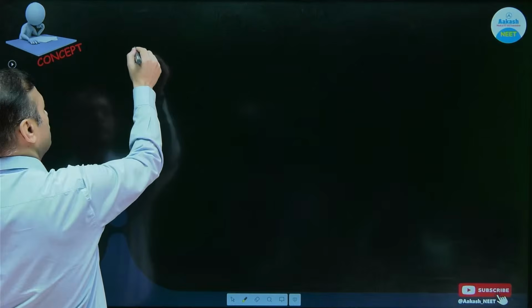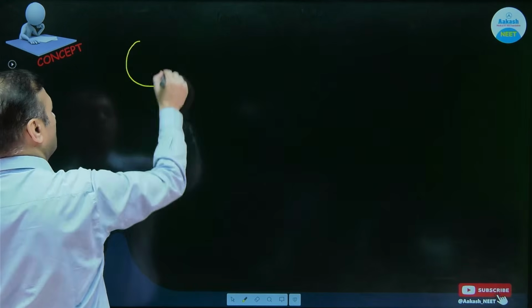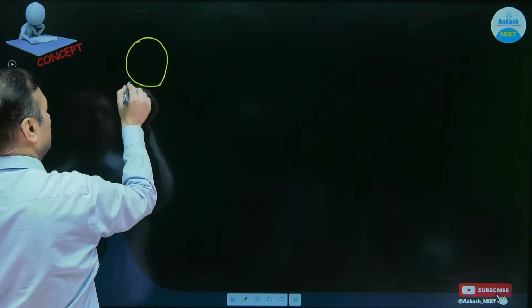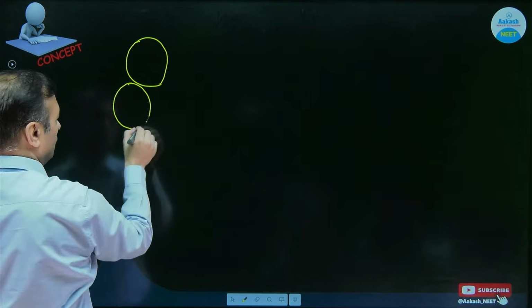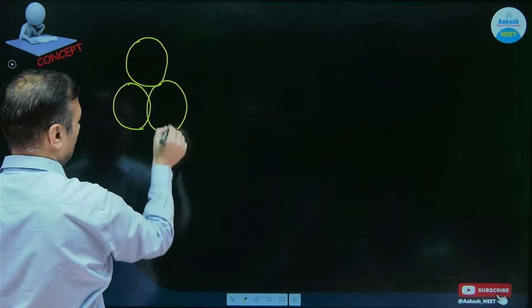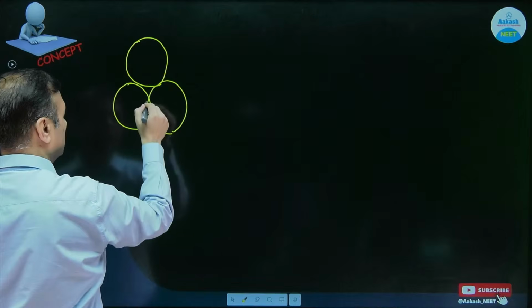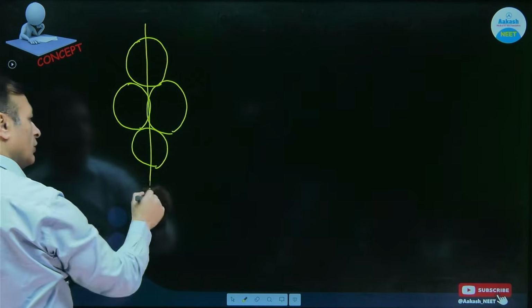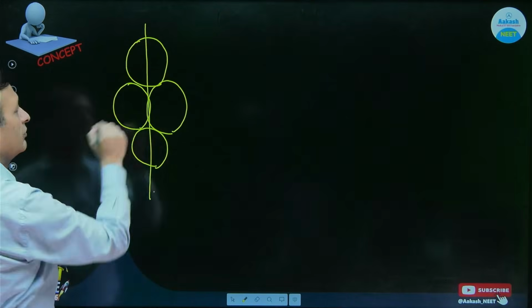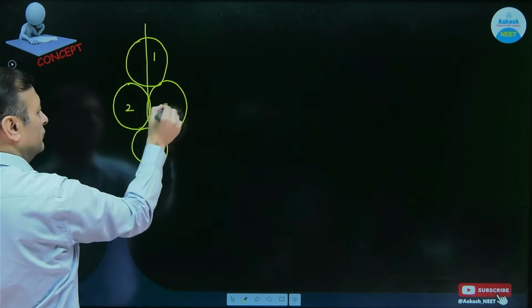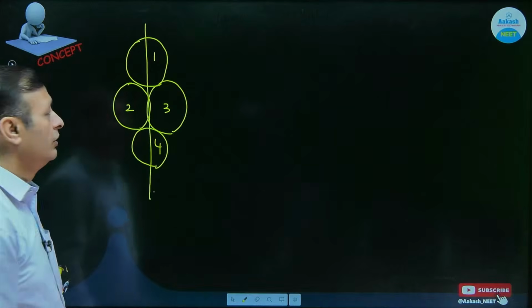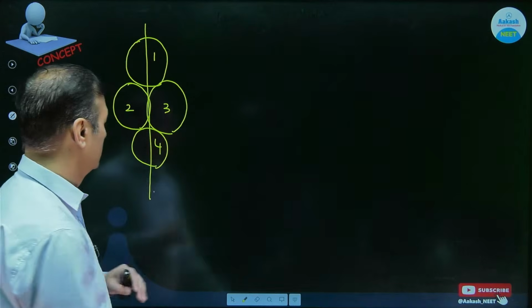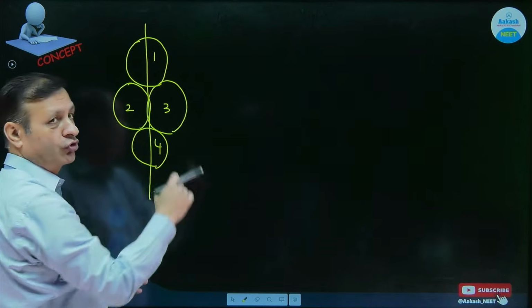So let's suppose you have a distribution like this. So basically these are the, and this is your axis. So this is sphere 1, this is 2, this is 3, this is 4. You can assume all the, I mean like 1, 2, 3, 4 configurations.